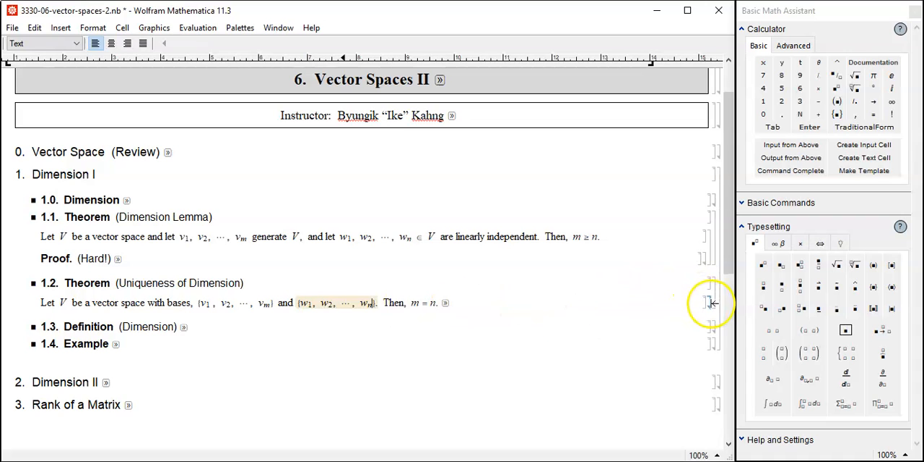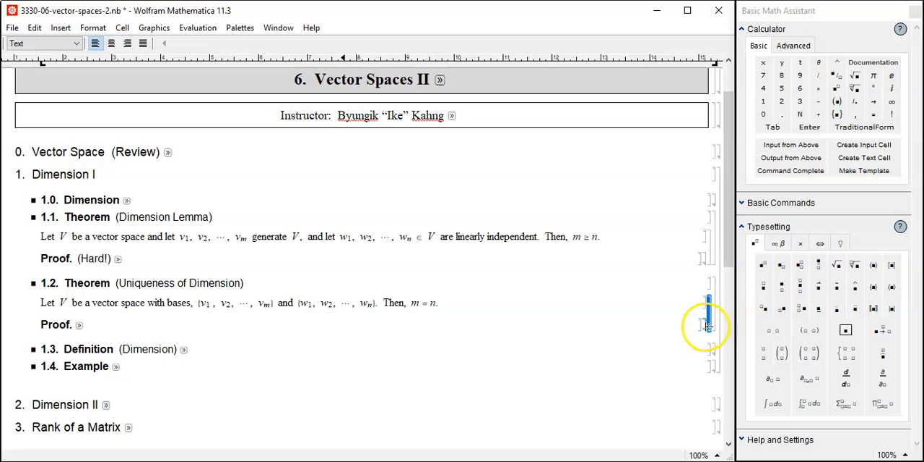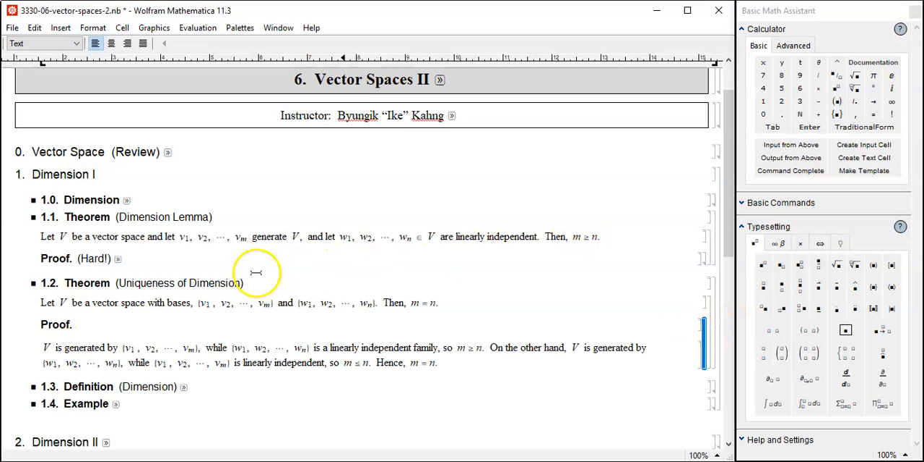Now, how do we prove this? How do we prove m and n are the same? We're going to be using 1.1, but this time, among 2 concepts, we use generating. So V1, V2, V3 all the way to Vm generate V. And then for this one, we use only linear independence. W1, W2, W3 all the way to Wn are linearly independent. Exactly the same setting as 1.1. Consequently, m is greater than or equal to n.